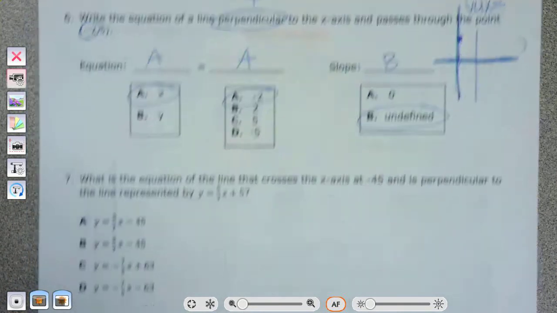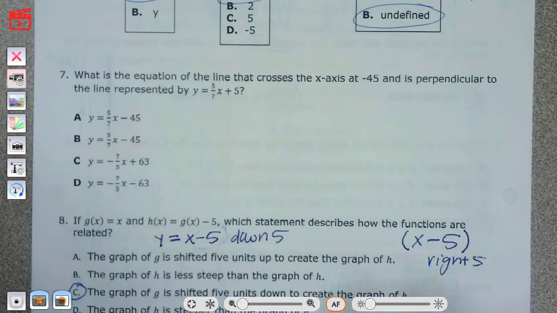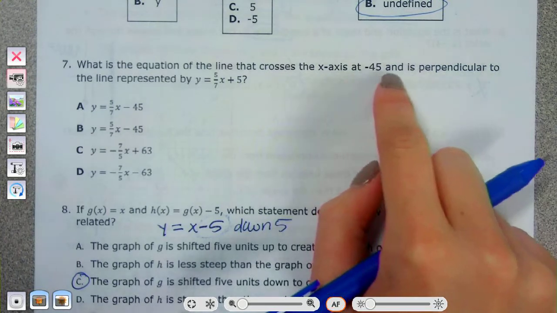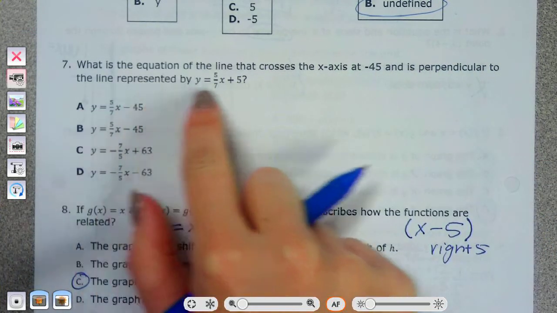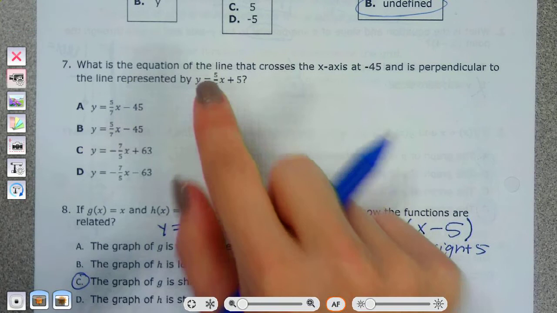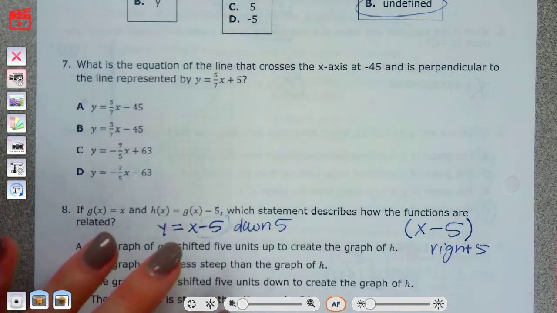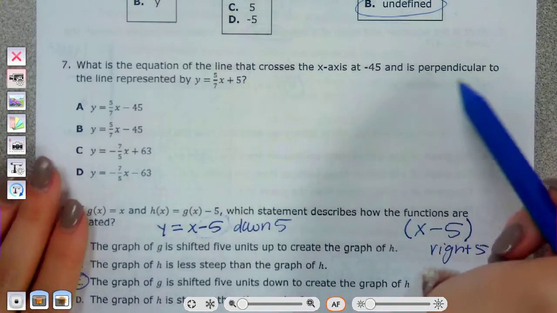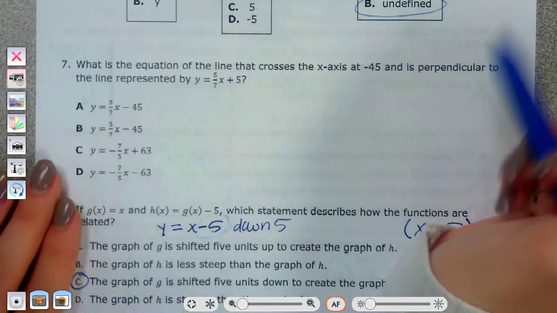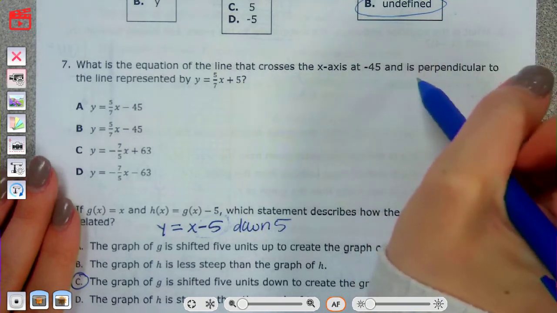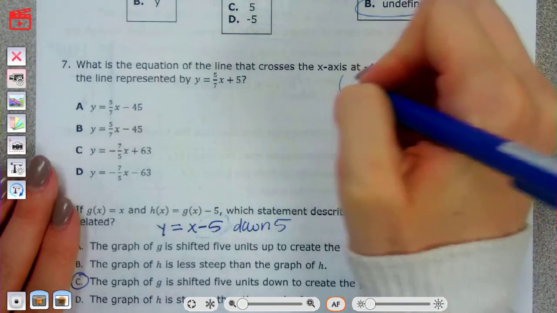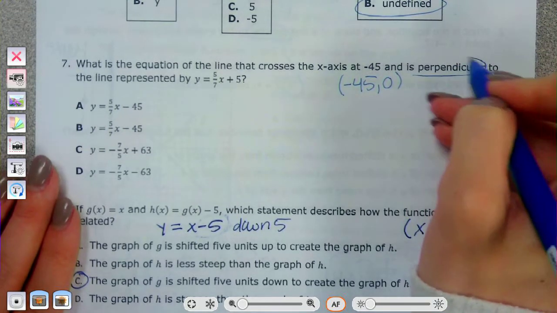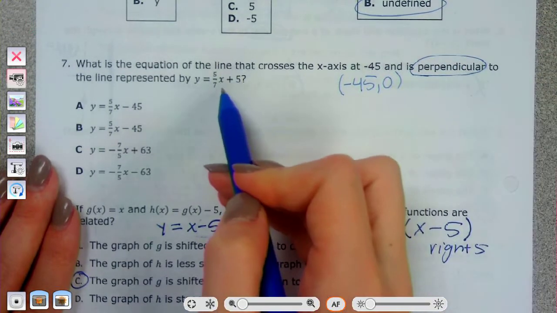Okay. Next, what is the equation of a line that crosses the x-axis at negative 45 and is perpendicular to this line represented by this? Sorry, someone was at the door. Line that crosses the x-axis at negative 45. So that means my point would be negative 45, comma 0. And it is perpendicular to this line.